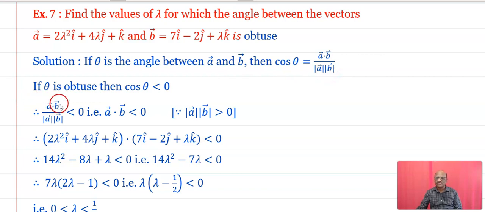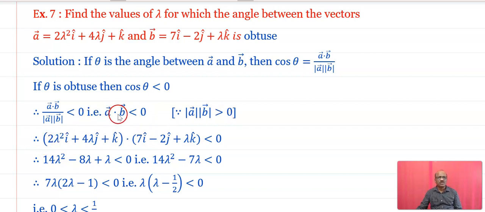If theta is obtuse, it is clear that cos of theta is negative, less than 0. Therefore, A bar dot B bar upon mod of A bar into mod of B bar is less than 0. It means that, here is a mod quantity, it is always positive. But which will be the negative? A bar dot B bar will be the negative. It will be less than 0. Their mod is always positive.